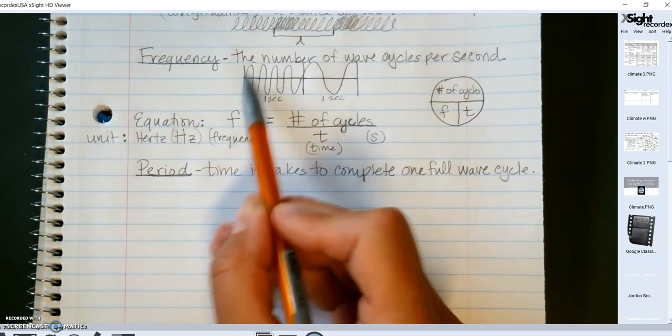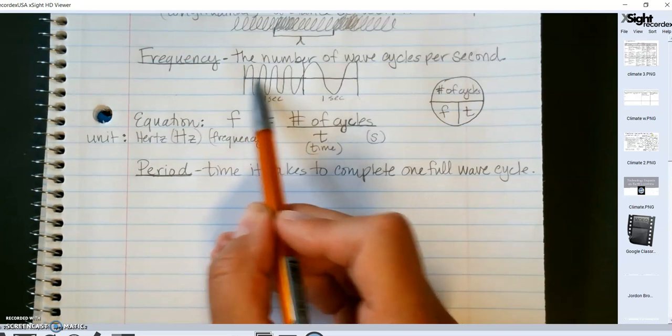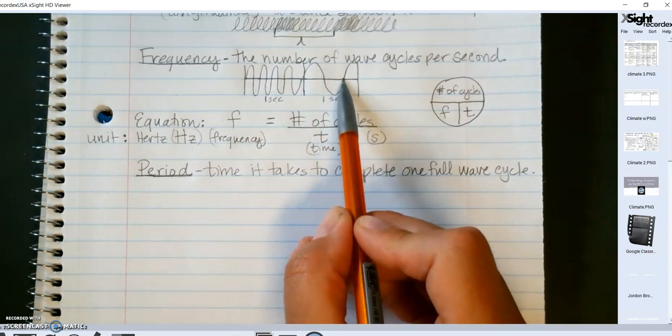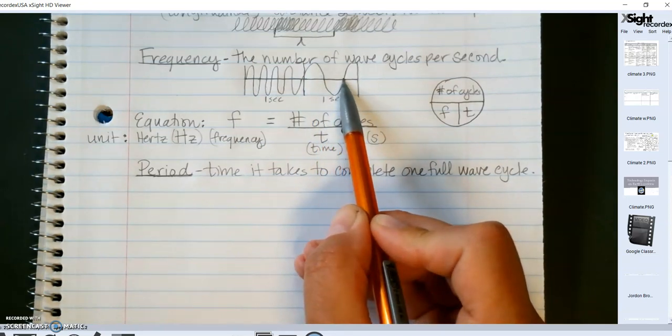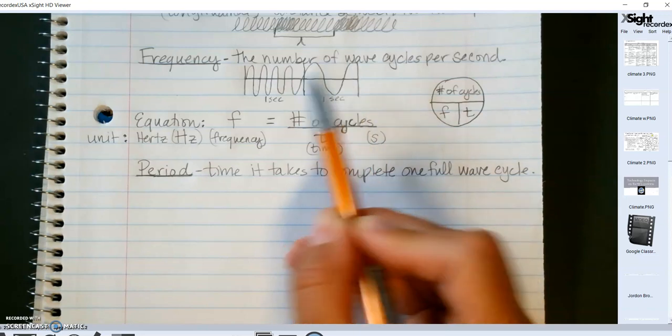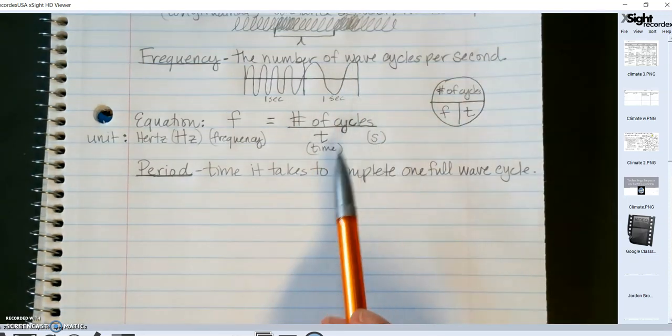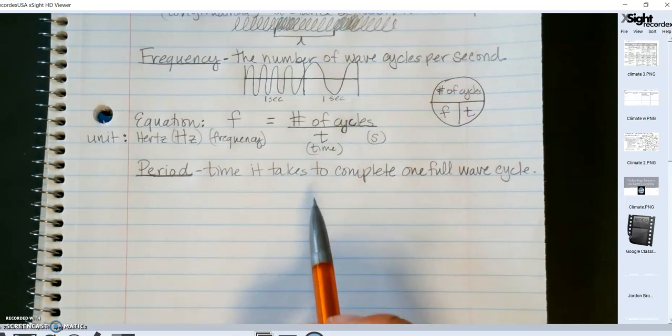So a high frequency will have a shorter period. Now this one, it took a much longer part of that second to complete one wave cycle. So when you have a lower frequency, you're going to have a higher or a longer period of time.